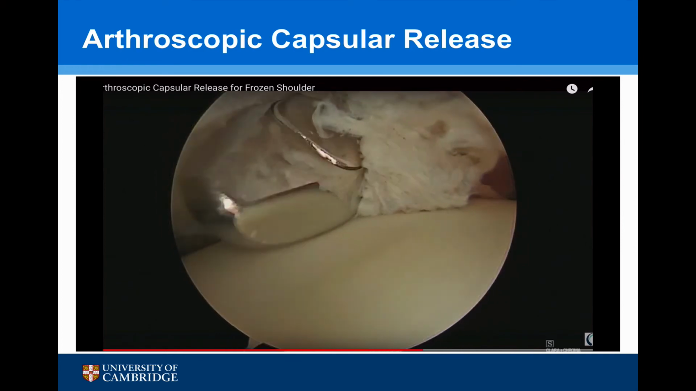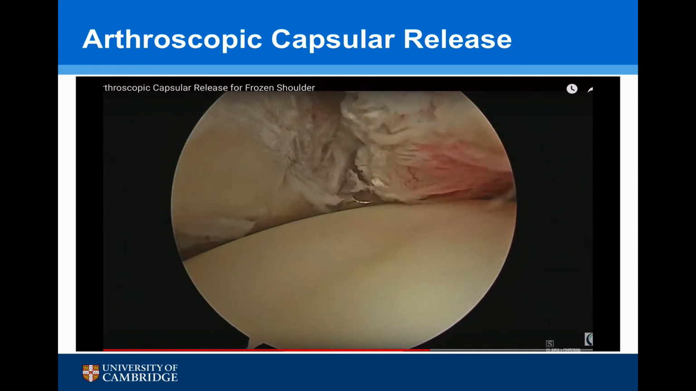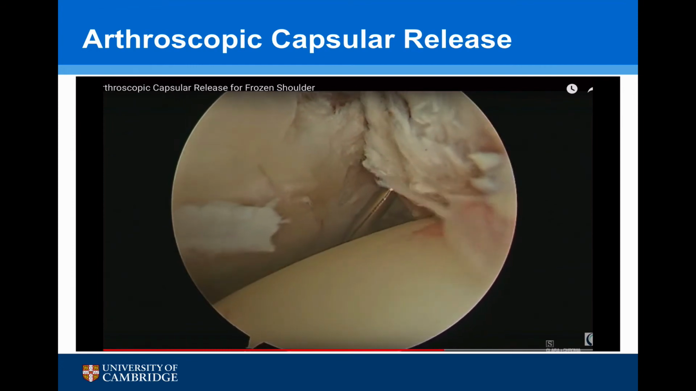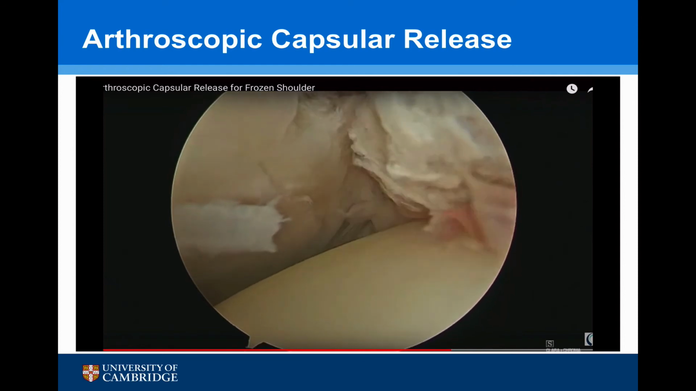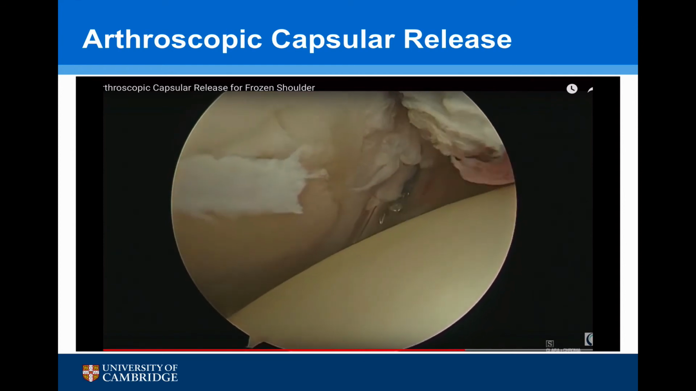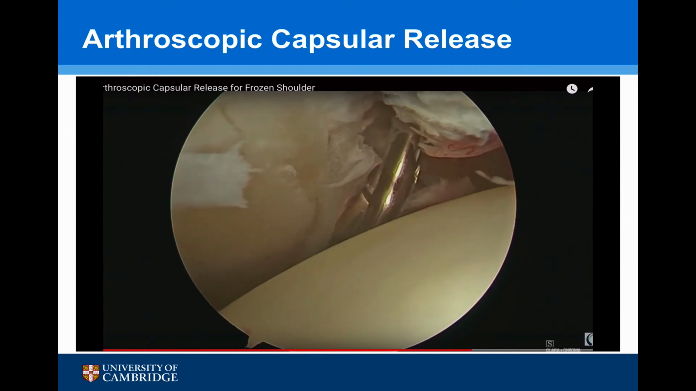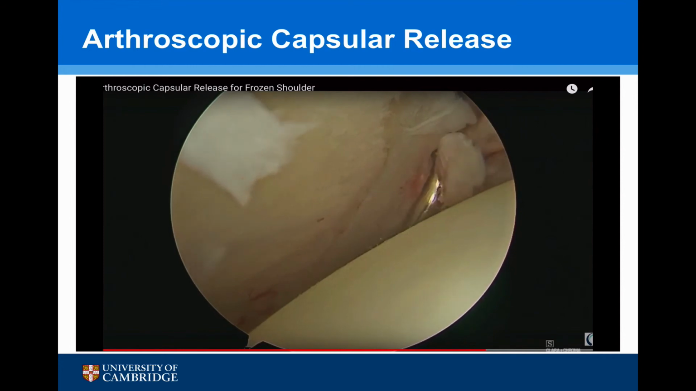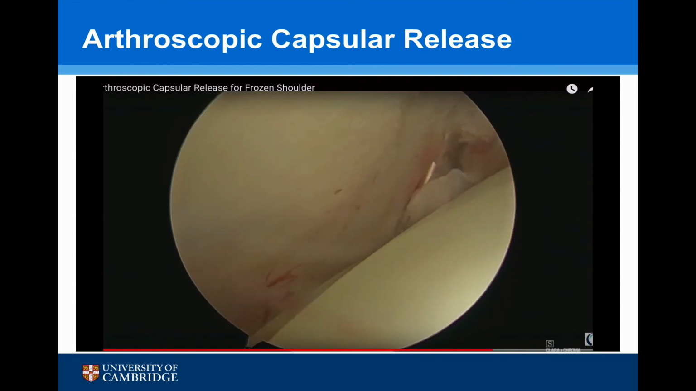The capsular release punch is brought in again posteriorly and works its way down inferiorly, releasing the very tight contracture. As the release progresses, we can see that the joint opens up and it becomes increasingly easy to see the joint. As the release heads towards the 6 o'clock position, we get a nice view of the joint. Once again, the axillary nerve is protected.